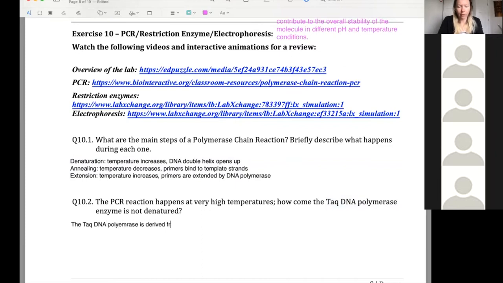So the Taq DNA polymerase is derived from Thermus aquaticus, which is an organism that lives in high temperatures. Exactly, yeah. It's a heat-loving bacterium called Thermus aquaticus. Its natural environment is a hot spring, and it is very resistant to high heat.